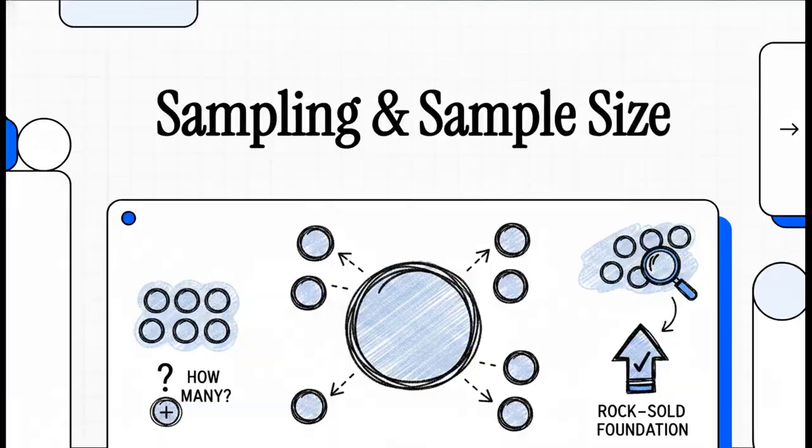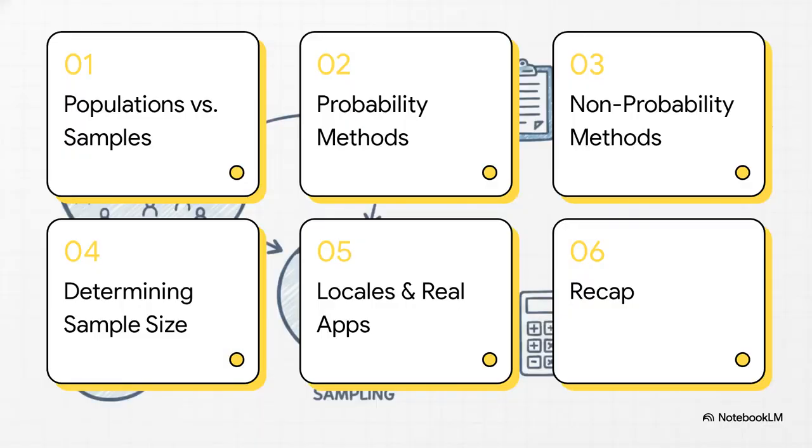Let's get into it. Here is our roadmap for the researcher's journey we're taking today. We'll start with populations versus samples, then probability methods, non-probability methods, determining your exact sample size, locales, and real applications, and we'll wrap it all up with a quick recap.